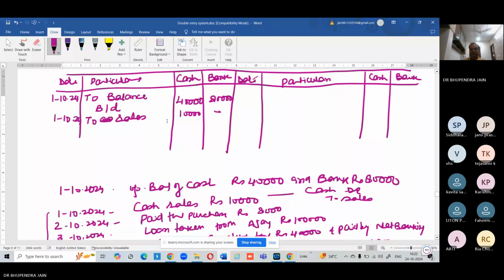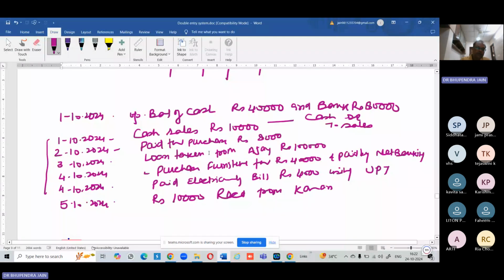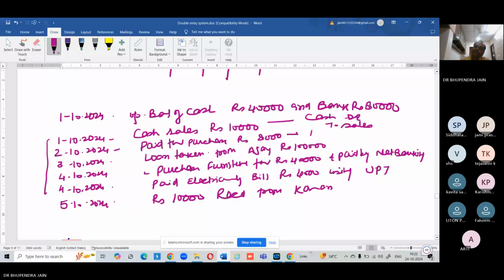Next entry. Paid for purchase rupees 8,000. Whenever you pay, record on the credit side, or whenever you receive, then record on the debit side in the cash book. Here, we made the payment for purchase. So what will be the entry? Entry will be purchase account debit to cash, how much? 8,000. Cash account is on the credit side, so we need to record the transaction on the credit side. Here we will put, beta, the date.